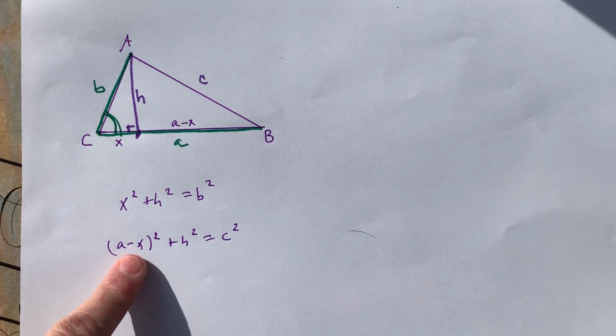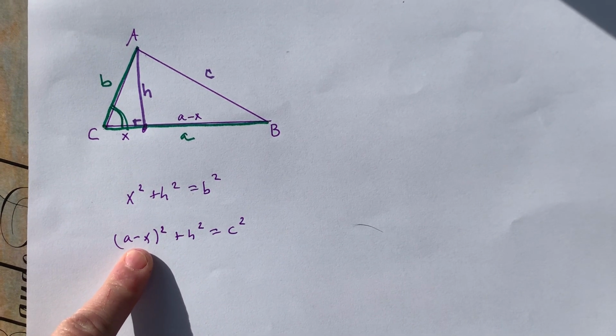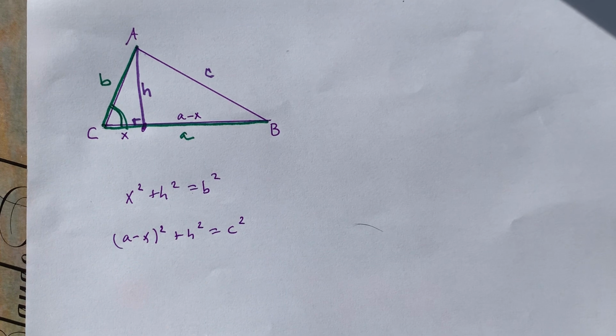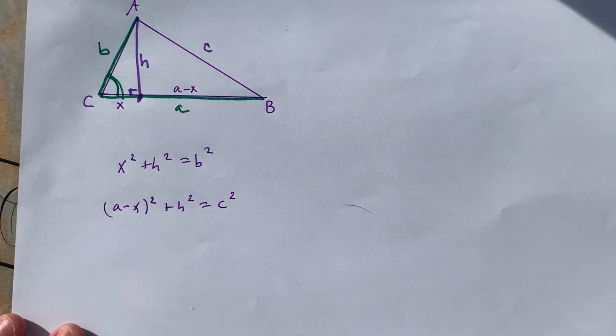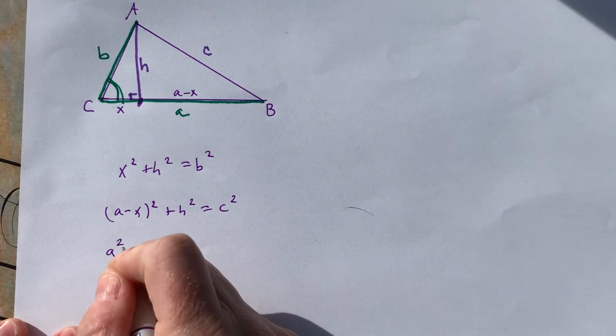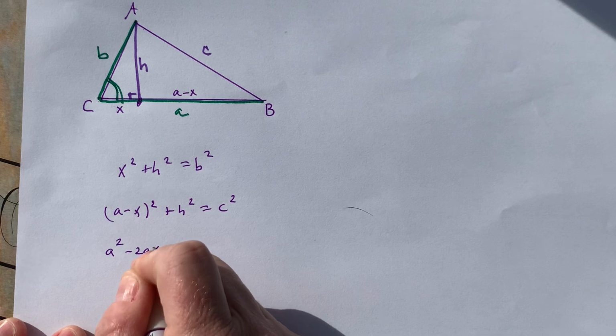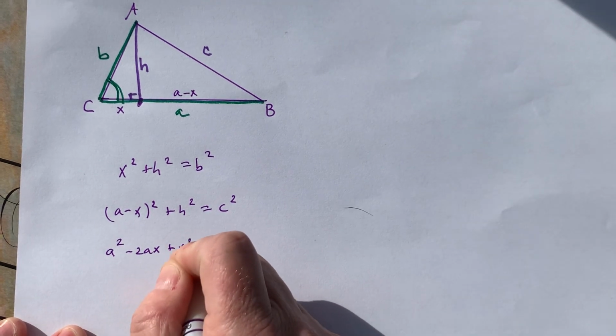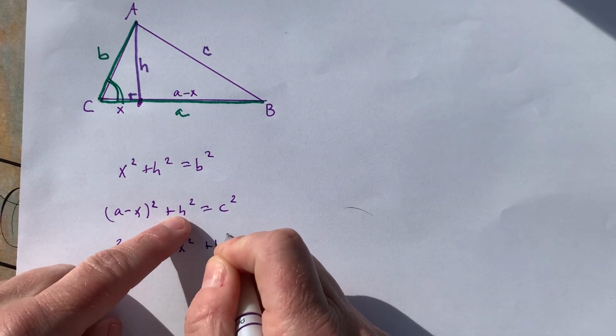You know, I see that binomial squared and I really want to square that. And I know how to do that because we've talked about it in class, and don't break my heart, you still know how to do it. A squared minus 2ax plus x squared. I'm going to copy the rest of that.